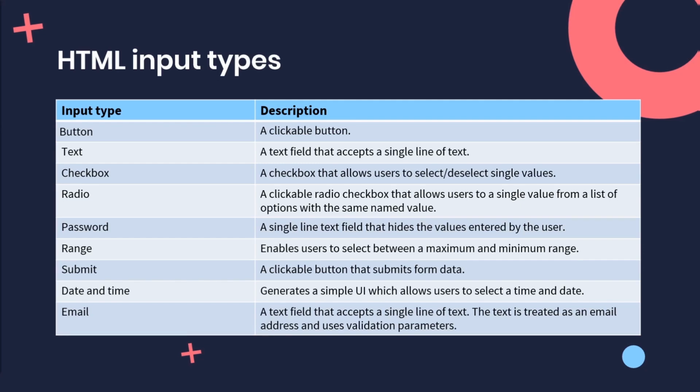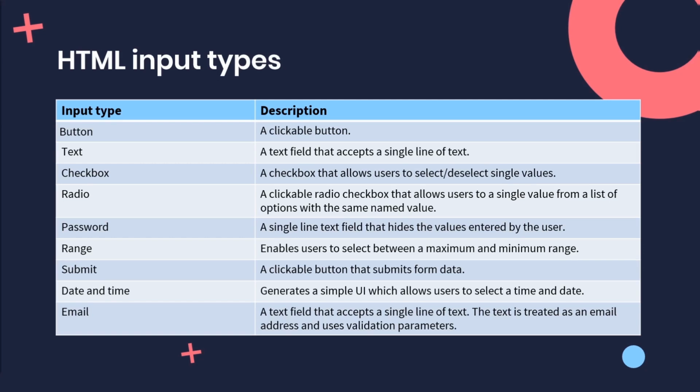We also have the range input type, which is just a slider that accepts a minimum and a maximum value. We have the submit button. Now, very importantly, the normal button and a submit button are more or less the same. We tend to use the submit button when we actually have a form that we want to pass data from. That's the biggest difference between the two.